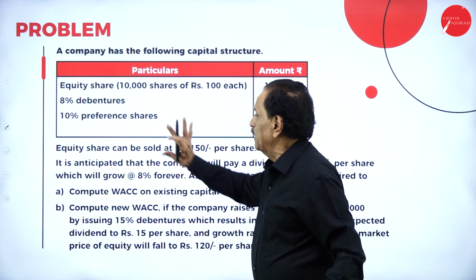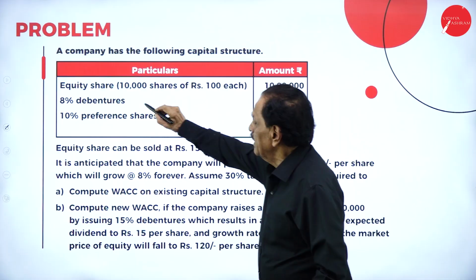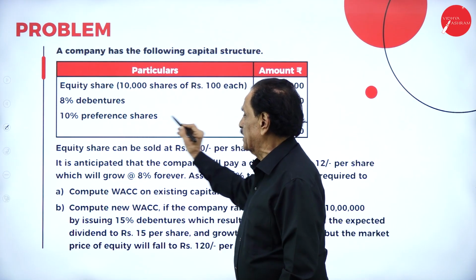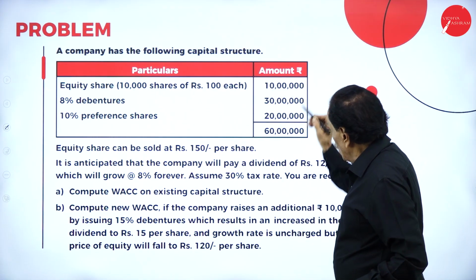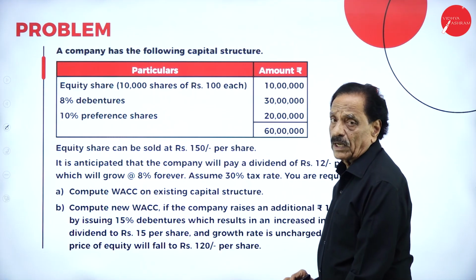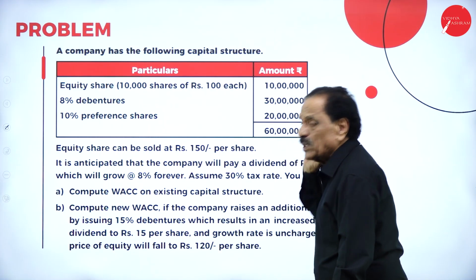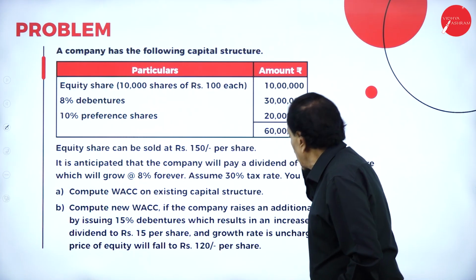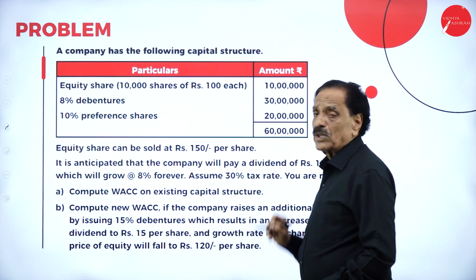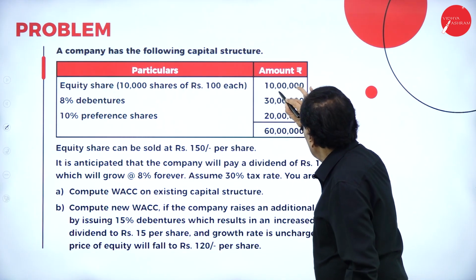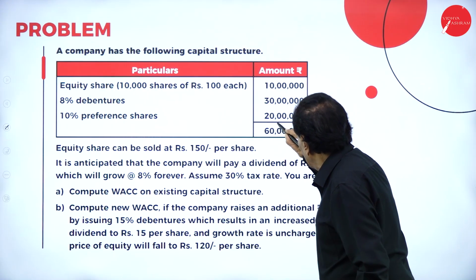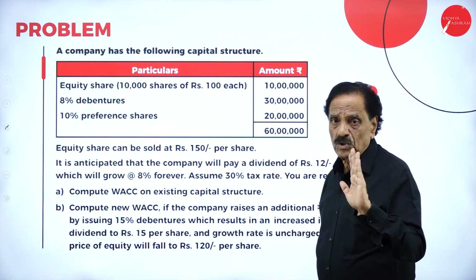So this is a problem they gave. What are the sources they have given? Equity share, 10,000 shares, 100 each, 8% debenture, 10% preference. These are all the sources. So while you are doing the weights, how to do the weights now? 10,000 divided by 60,000, 30,000 divided by 60,000, 20,000 divided by 60,000, that's the weights. How is the procedure? The total amount available is 60 lakh: 10 lakh divided by 60 lakh, 30 lakh divided by 60 lakh, 20 lakh divided by 60 lakh. That is the first step to do.